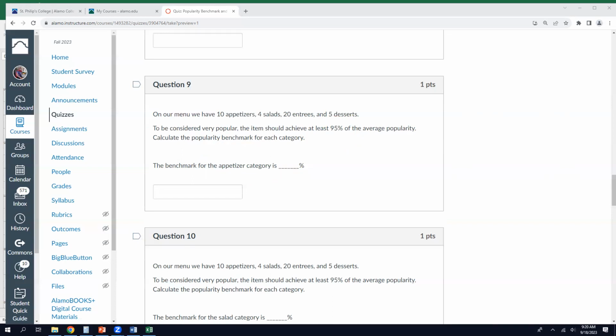Yes. If it is a percentage, always one decimal place. Always one decimal place.